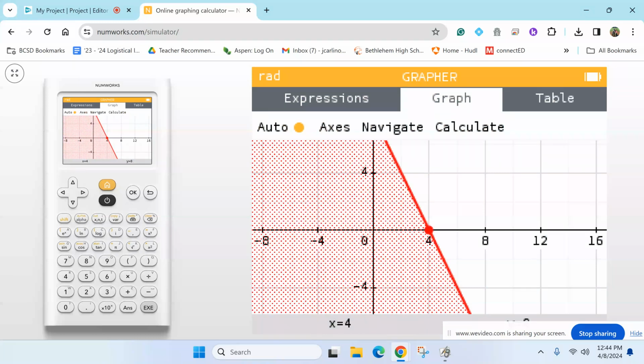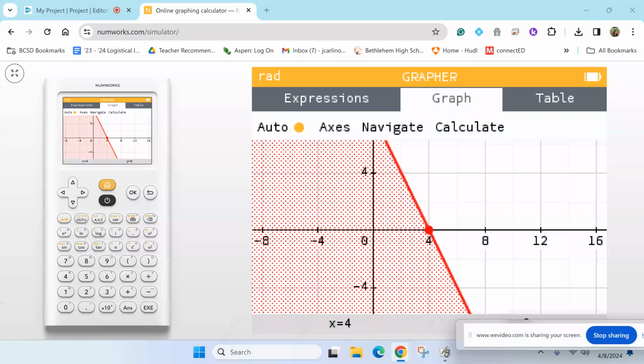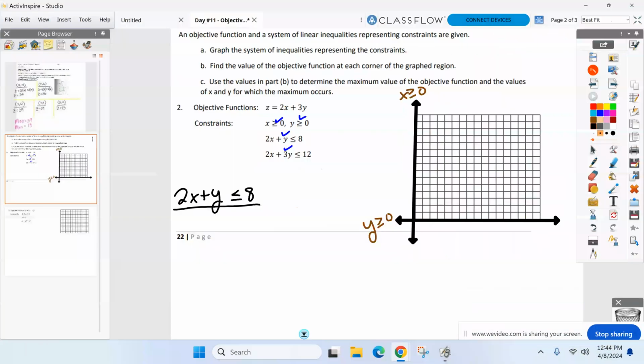Okay, just a review on this. What it's showing me right now is your x-intercept, right? X-intercept is 4, 0. Y-intercept.